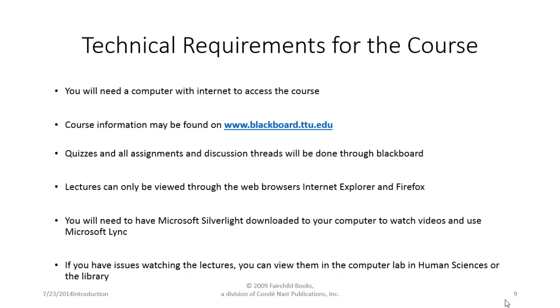And last is looking at the technical requirements for this course. All of our course information will be found at Blackboard. You will need a computer with internet access to get on Blackboard, and you'll also need to download Microsoft Link to your computer and be able to use that as well. If you have any issues using Blackboard or Microsoft Link, you may have to use the library, or you can also use the computer lab within the college. And at the beginning of the semester, I'll try to send you the hours of when the computer lab in the College of Human Sciences is open.